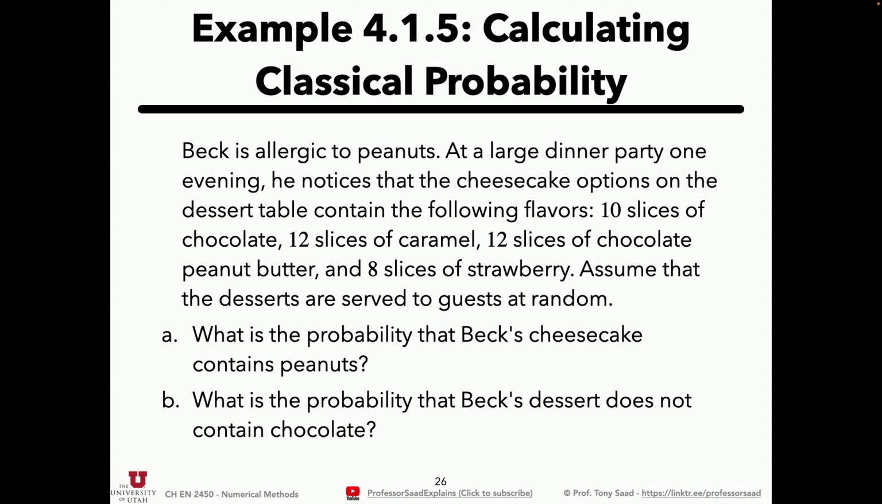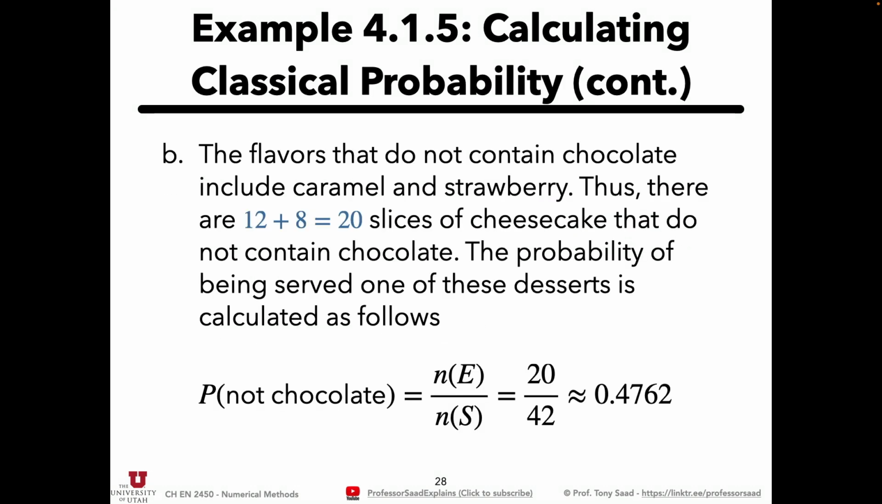That is our event. It contains 12 slices of caramel and 8 slices of strawberry. Any one of those. It sounds delicious, right? Okay. So then what's the probability? Classical probability, the number of those outcomes in the event, 20. There's 20 slices out of the 42, right? So that gives you your probability of getting something that is not chocolate. P of not chocolate. There's a 47% chance that he's going to get something that's not chocolate. Okay.